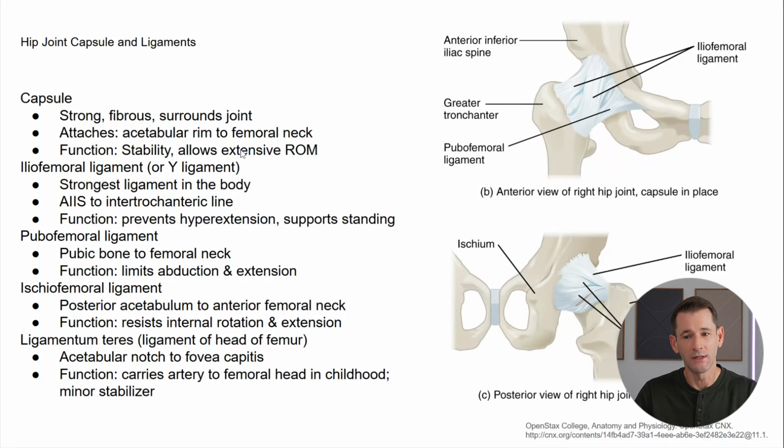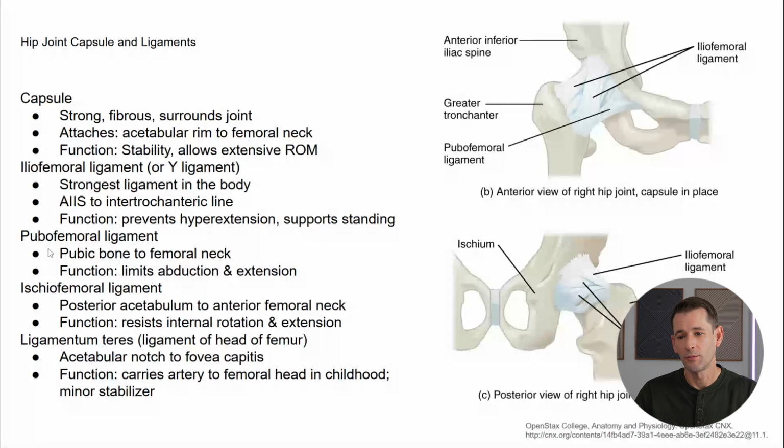There are some ligaments that support that capsule. So on the anterior aspect, you have that iliofemoral ligament. You might have heard this referred to as the Y ligament because it is shaped like a Y. It is the strongest ligament in the body. It runs from the AIIS to the intertrochanteric line. Its main function is to prevent hyperextension. And also it bears some weight during standing, so it's taut in weight bearing.